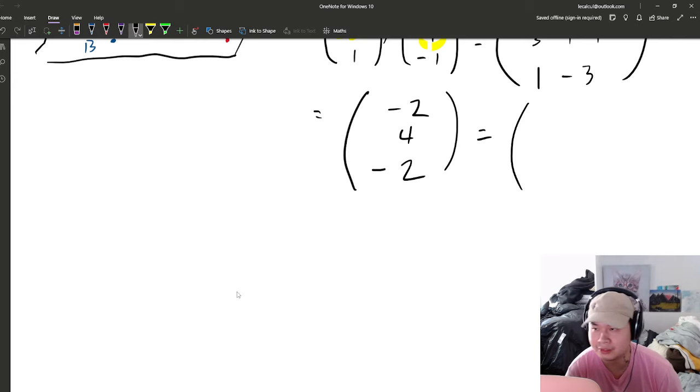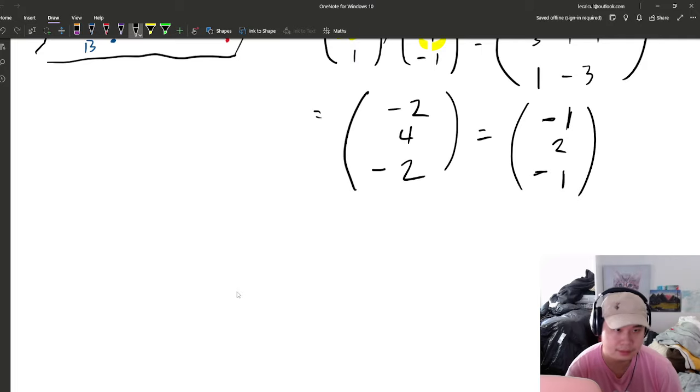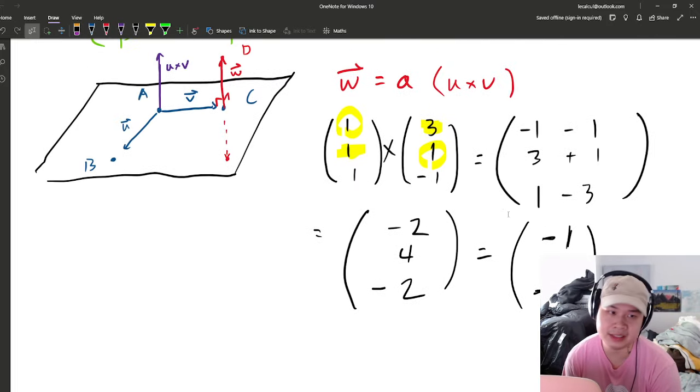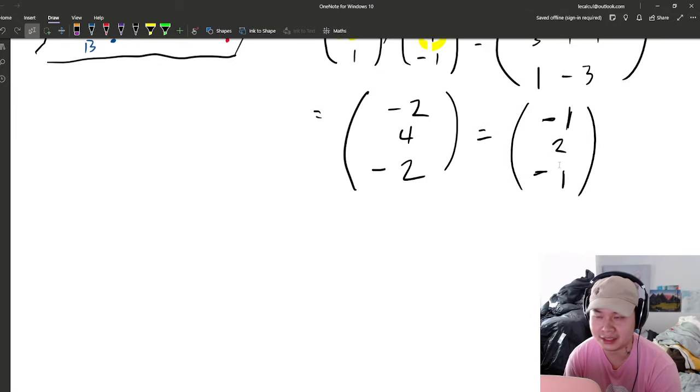Let's just find the direction. We don't really need the multiple of 2 because that's going to change anyways. Okay. I hope that that's right. I know the process is right. Maybe the little math mistakes here and there might be wrong. Okay, so this is U cross V.